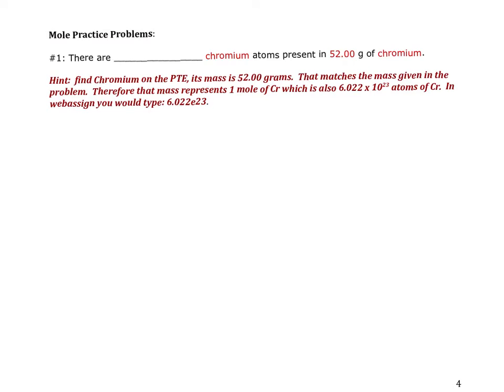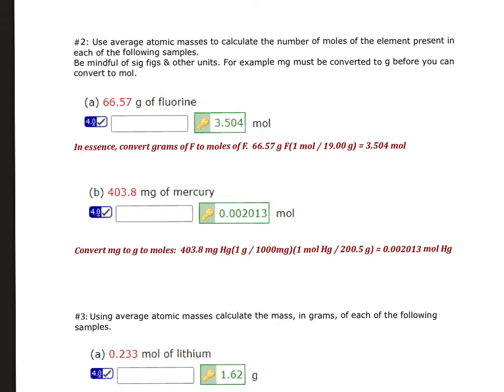Let's look at the next question. So question 2, use average atomic masses to calculate the number of moles of the element present in each of the following samples. Be mindful of sig figs and other units. For example, milligrams must be converted to grams before you can convert to moles. So you always have to have grams, and you almost always have to go through moles to get to atoms or whatever the question is asking. And the number of sig figs that you start with is almost always the number of sig figs that you'll end with. So 4 sig figs starting here, 4 ending there, 4 starting here, 4 ending there. And I see down in this one, there's 3 sig figs, so you would end with 3 sig figs.